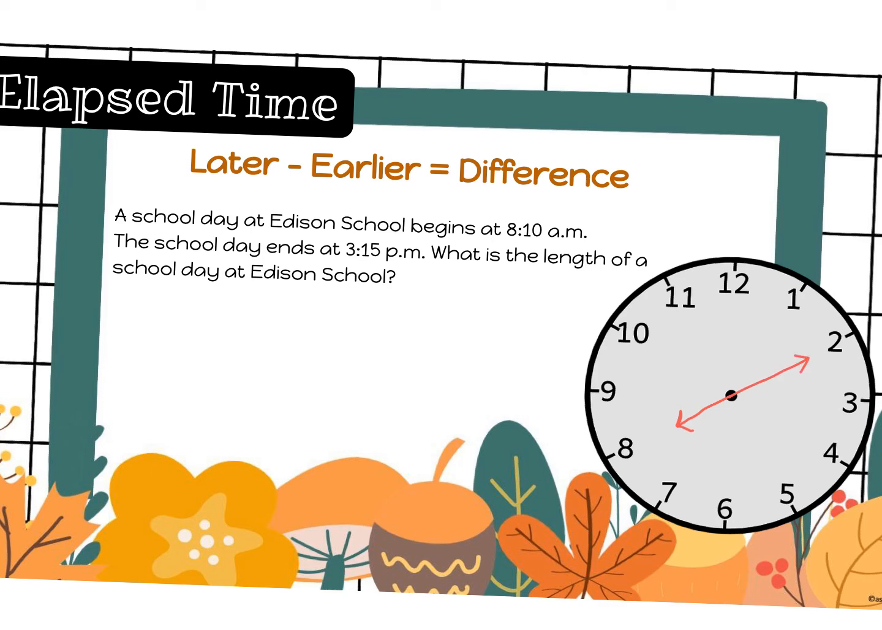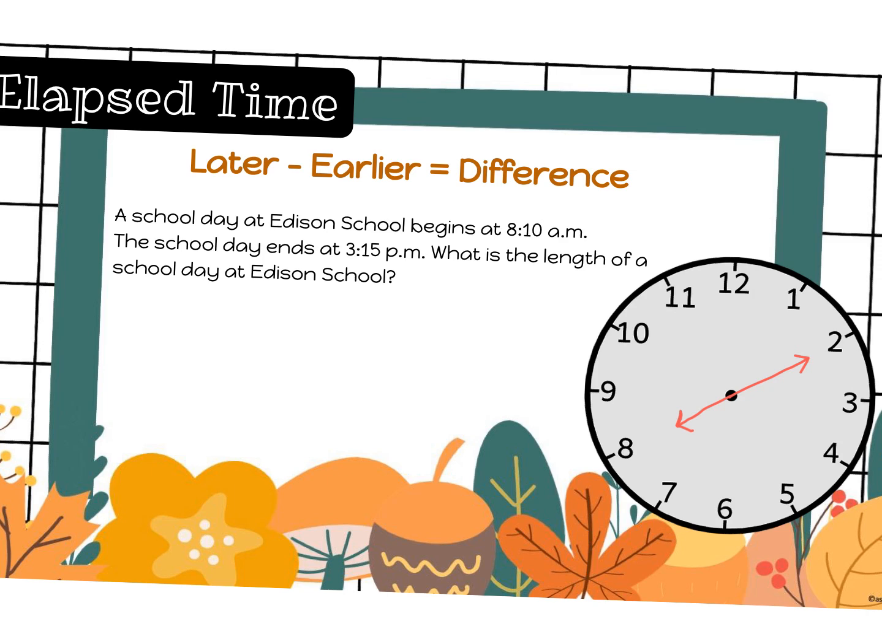Very good. Okay. So I've got 8:10 shown right here, and it says a school day ends at 3:15. What is the length of a school day at Edison School? So what I could do is take my 8, figure out how many hours ahead until I get to 3. So 9 is 1 hour, 10, 2 hours, 3, 4, 5, 6, 7 full hours, right? Because if I did 7 full hours, it would be 3:10. But it ends at 3:15, so I have to add how many minutes? 5 minutes. So how many hours again? 1, 2, 3, 4, 5, 6, 7. So 7 hours and 5 minutes.